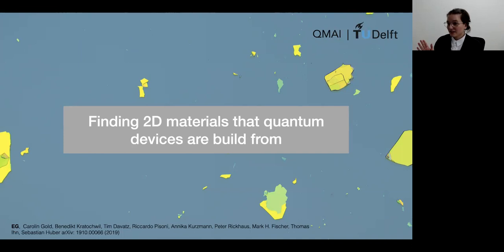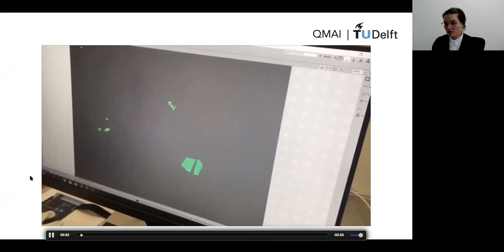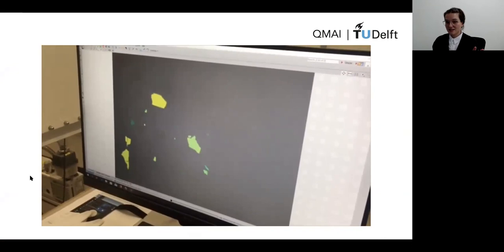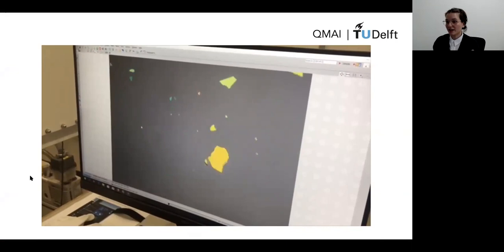It's just a very deep feed-forward neural network that is connected to the API of the microscope and controls it while it's scanning. This is the live video from the glove box. And this is the neural network picking the flakes the experimentalists should look at in the morning.